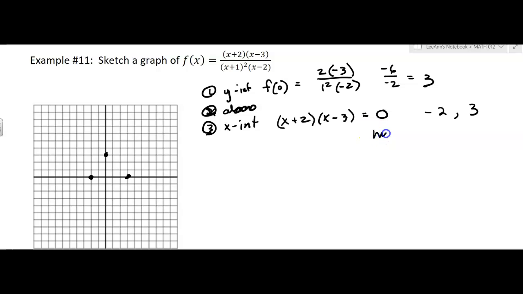So the multiplicity at the x-intercepts is 1. So multiplicity is 1 here and 1 there. So they're both going to cross on the x-axis. Okay? All right. Now we're ready. That was step 4.